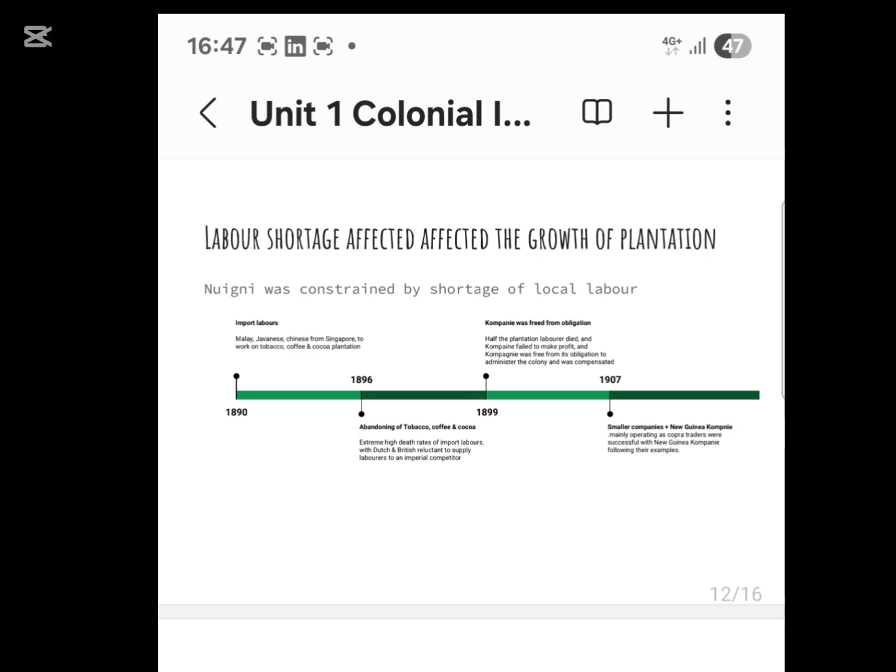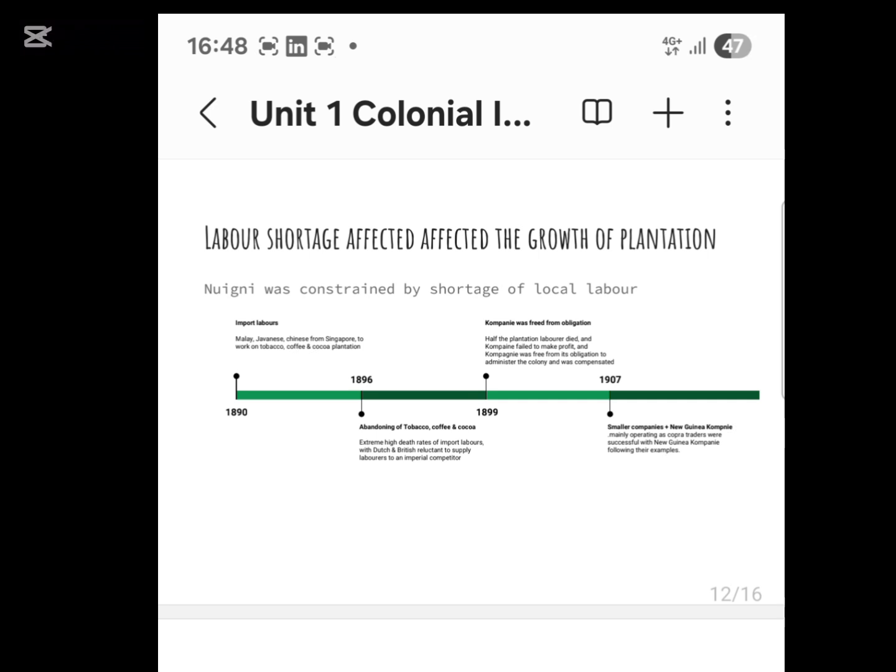By 1896, the companies or the plantations had to abandon tobacco, coffee, and cocoa. Why? Because of extremely high death rates of those indentured laborers. Now that affected the cultivation of agricultural commodities in New Guinea. And also affected the business growth of New Guinea Company and its establishment in New Guinea.